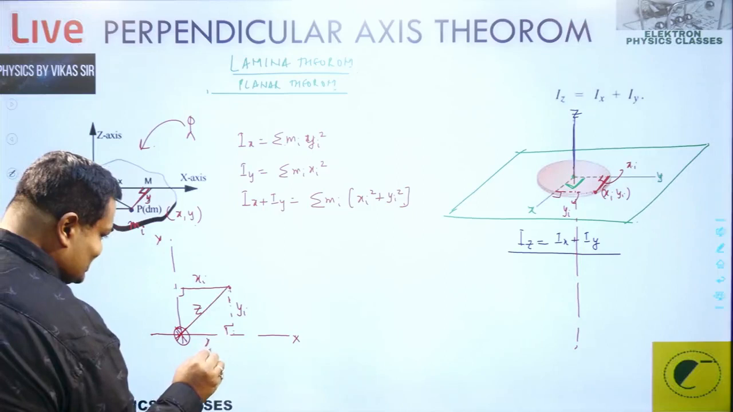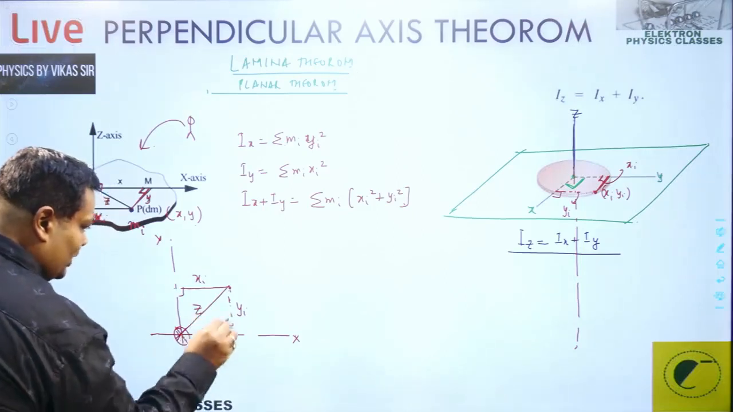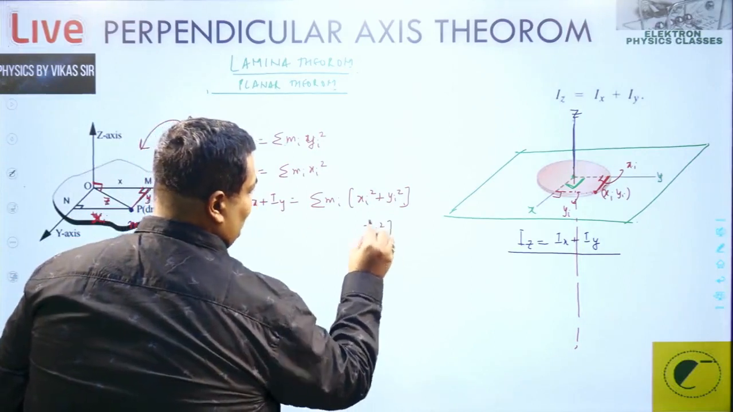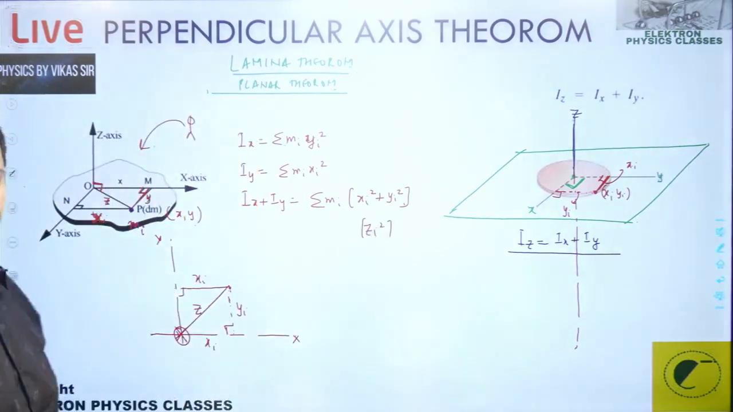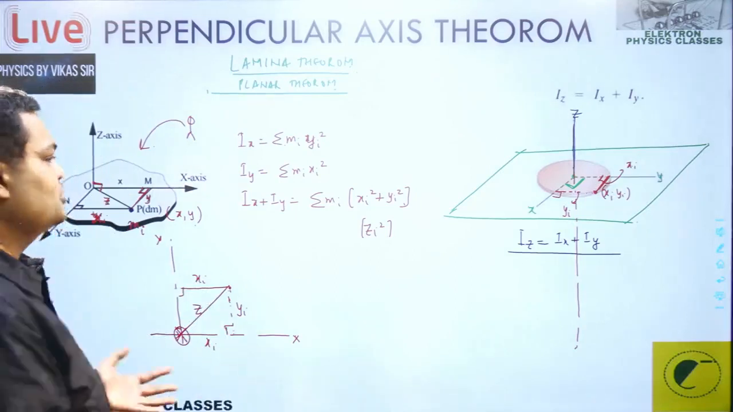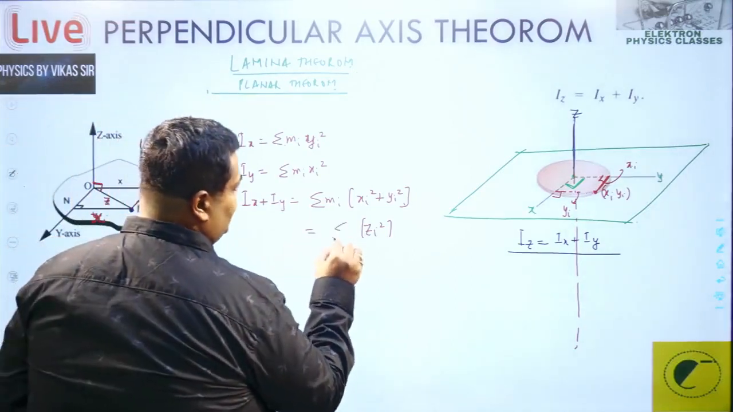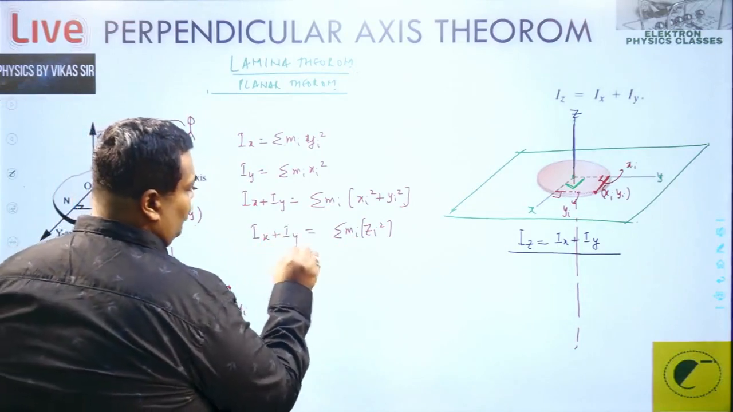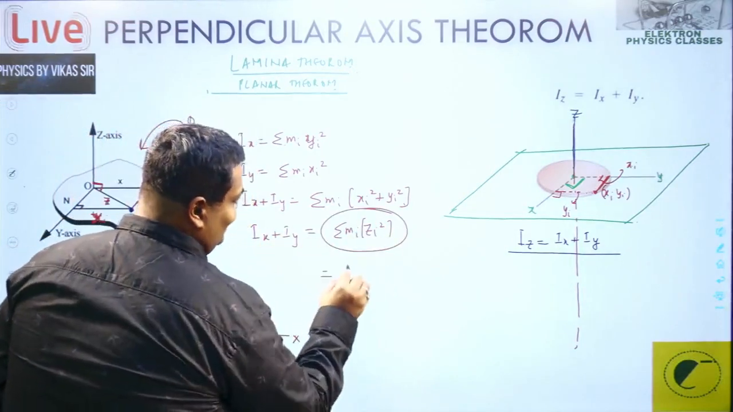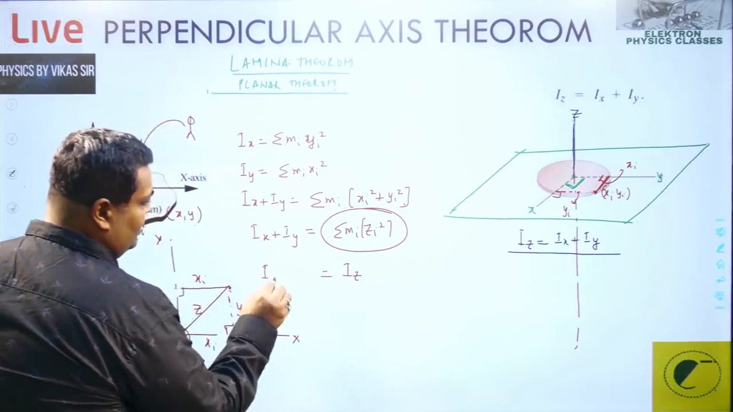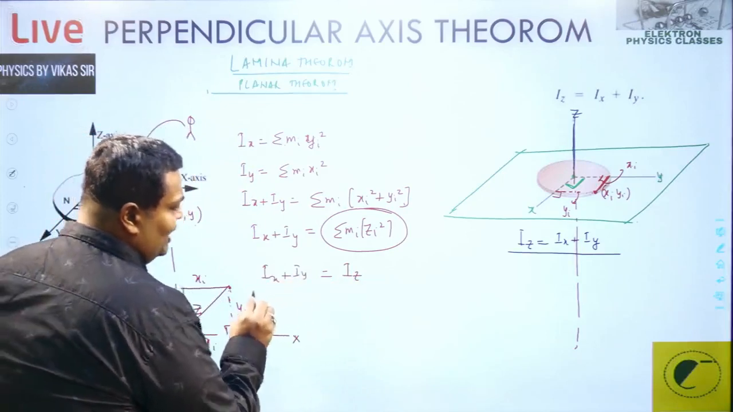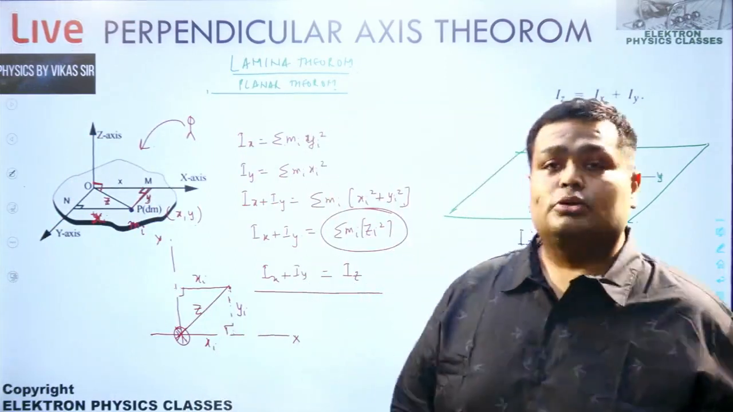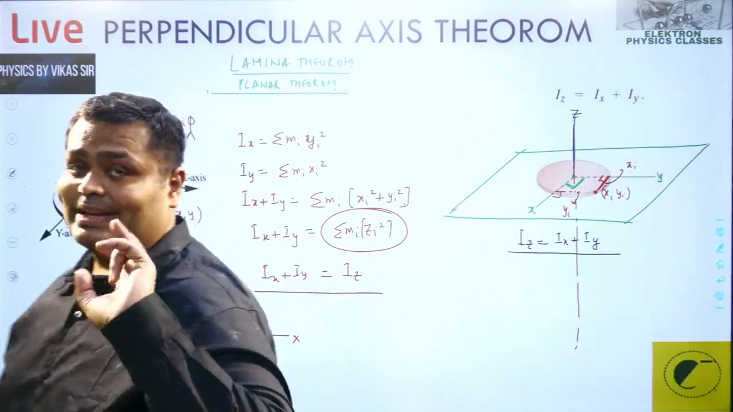So this side is xi. This is yi. Pythagoras. I get xi square plus yi square as zi square from the diagram. So simple. So this becomes summation mi zi square. That's Ix plus Iy. And what is summation mi zi square? That's Iz. So we receive Ix plus Iy equal to Iz. Right? So that's the moment of inertia theorem, the second theorem in line.